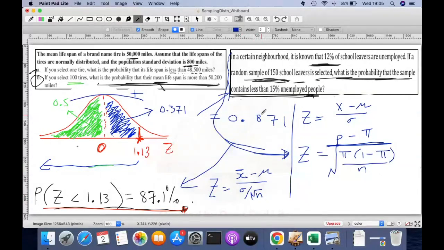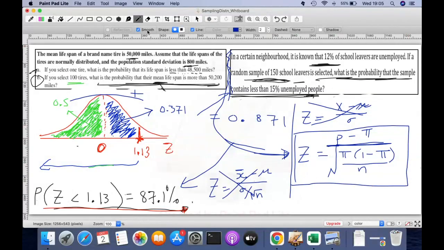Why? Because these are averages, and the problem on the right has nothing to do with averages. You have mu there, so this one doesn't apply. It's this one that applies because we're talking about proportions. So the standard error is everything in the denominator. If they ask you what the standard error is, you just work out what is in the denominator.